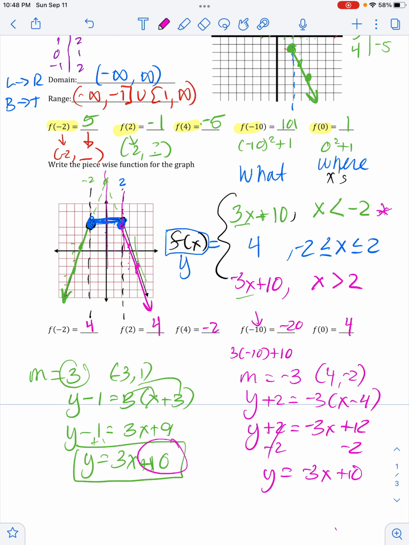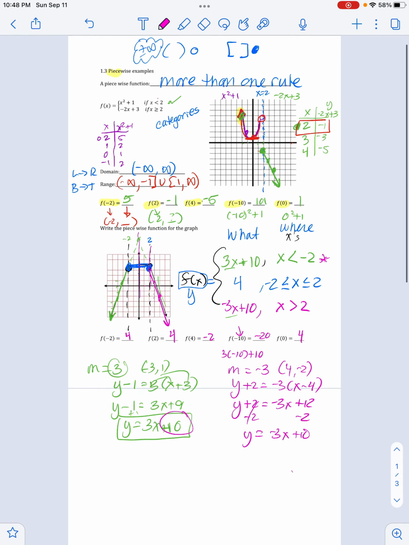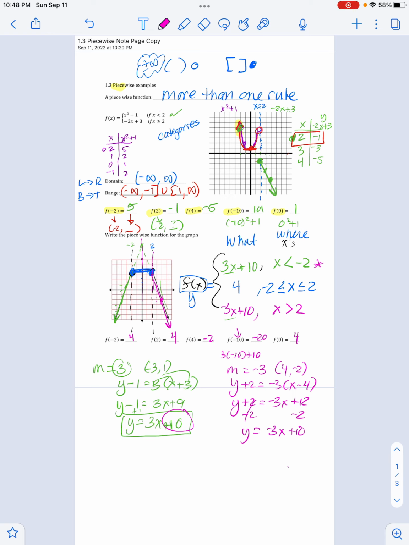All right, that is piecewise. So wrap your big fat brain around that and be better than me. Don't make mistakes. See ya.